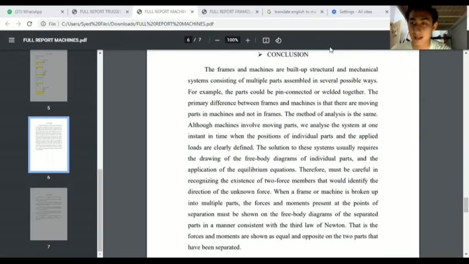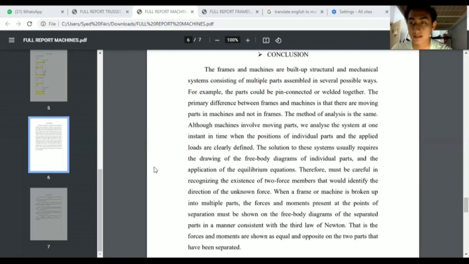The frame and machine are built-up structural and mechanical systems consisting of multiple parts assembled in several possible ways. For example, the parts could be pin connected or welded together. The primary difference between frame and machine is that there are moving parts in machines and not in frames. The method of analysis is the same as with frames. Although machines involve moving parts, we analyze the system at one instant in time when the position of individual parts and the applied loads are clearly defined.